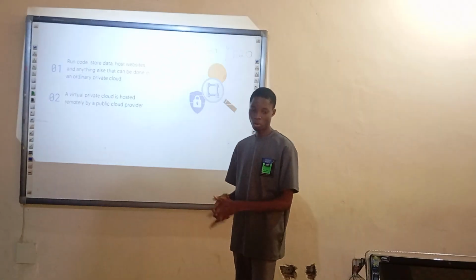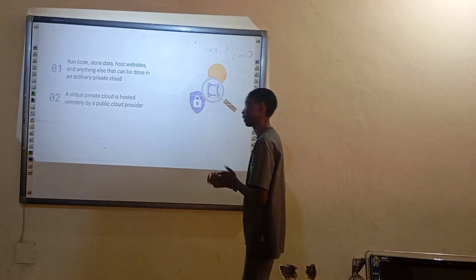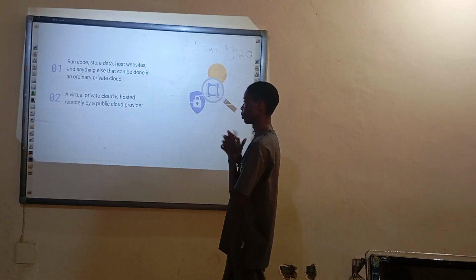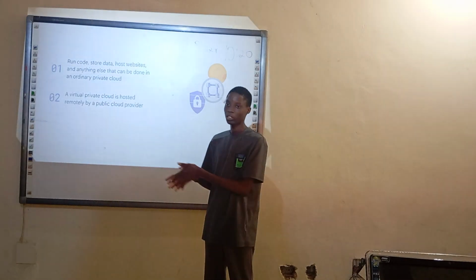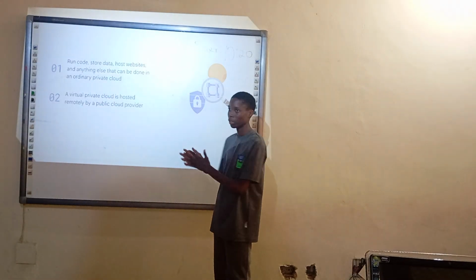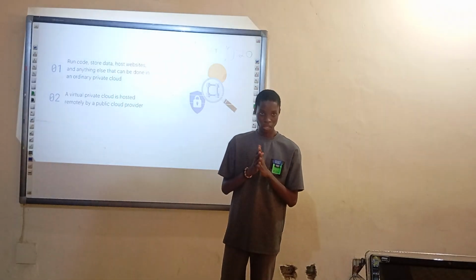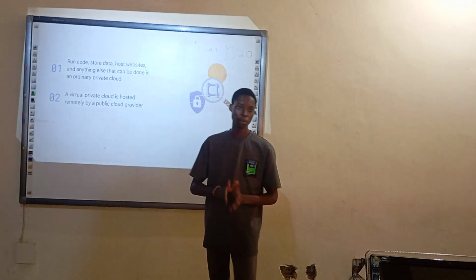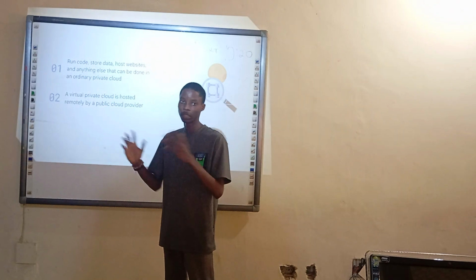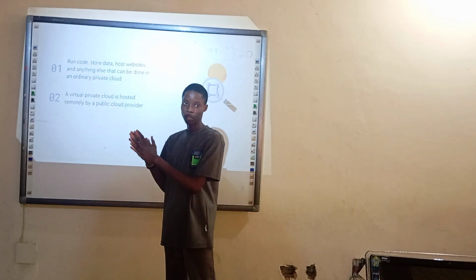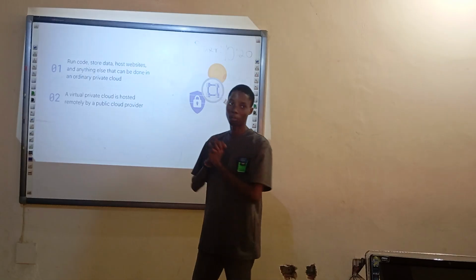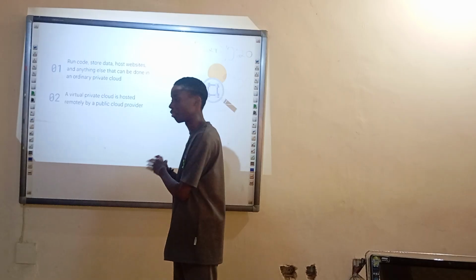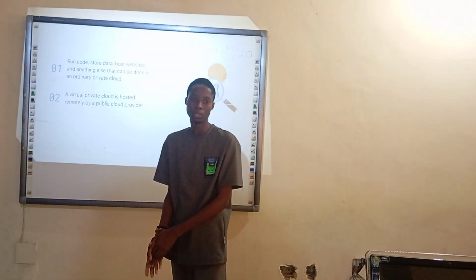With a virtual private cloud, you can run code, store data, host websites, and anything else that can be done in an ordinary private cloud. The virtual private cloud is hosted remotely by a public cloud provider. Now, the virtual private cloud is different from your normal private cloud. A normal private cloud is a cloud computing environment solely owned by an organization to run only its resources. But with a virtual private cloud, it's in a third-party cloud provider, a public cloud. You're only taking a part of it to run your resources. It's usually done off premises, while a private cloud is on premises, within the company's facilities.